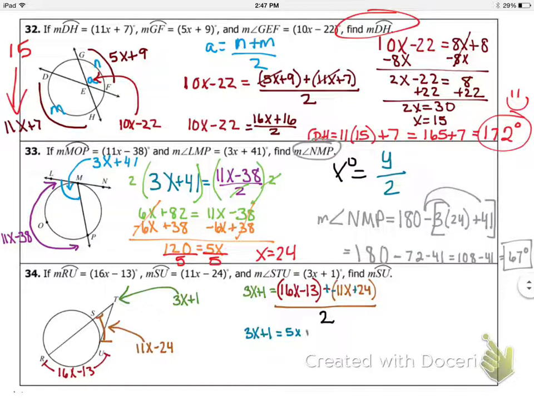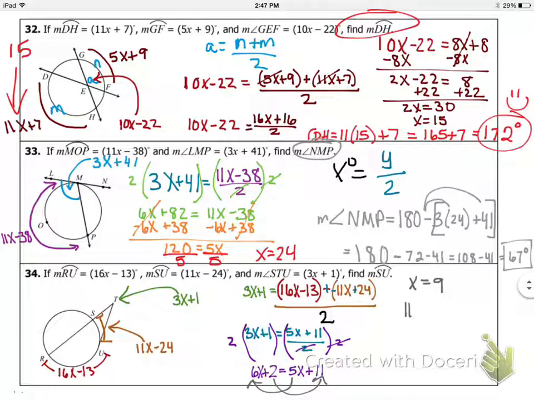So I'm subtracting my 11x, I get 5x. Again, distribute that negative sign, so it's negative 13 plus 24, which is 11. Divide that by 2. Those aren't divisible by 2, so I'm multiplying 2 to the other side. I get 6x plus 1 equals 5x plus 11. And then I'm going to take my 5x to the left, my 2 to the right. Get x equals 9.